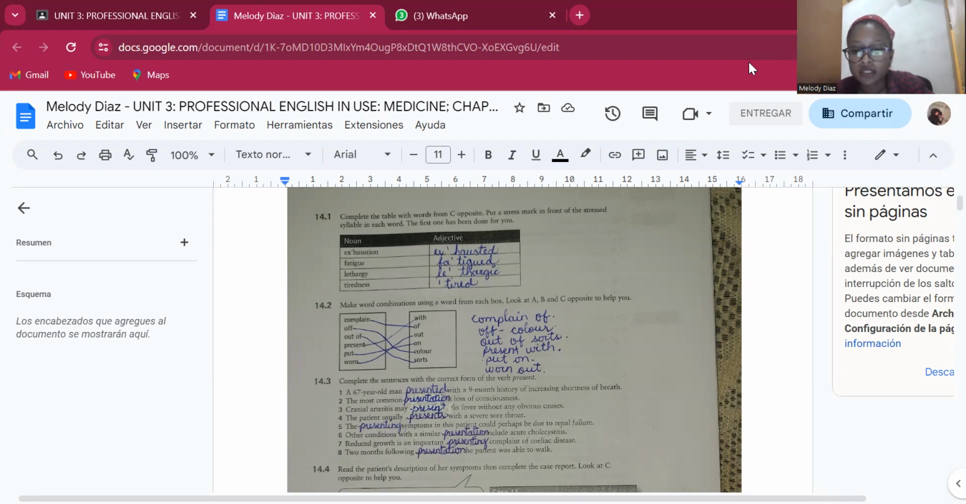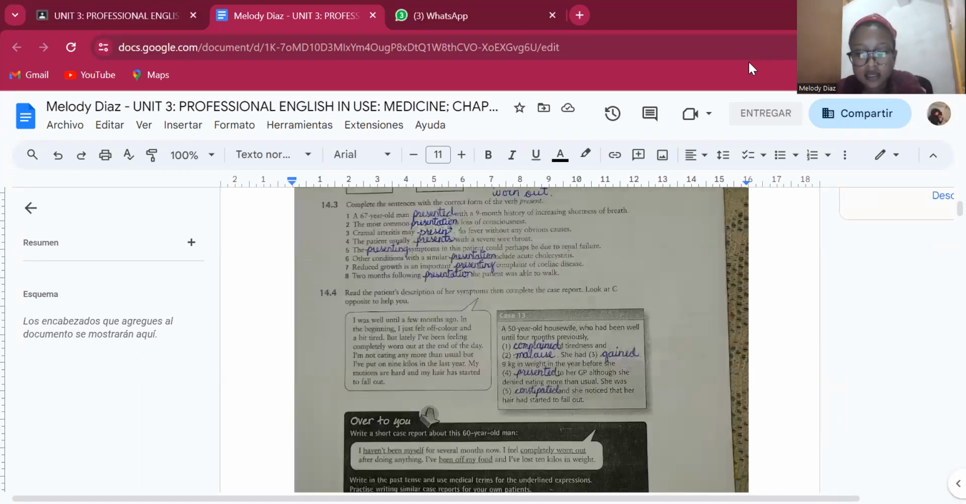Make word combinations using a word from each box. Look at A, B, and C opposite to help you. Complain of, off color, out of sorts, present with, put on, worn out. Complete the sentences.